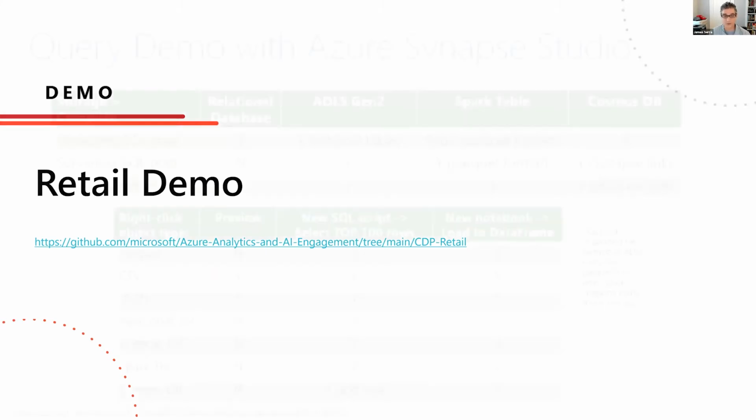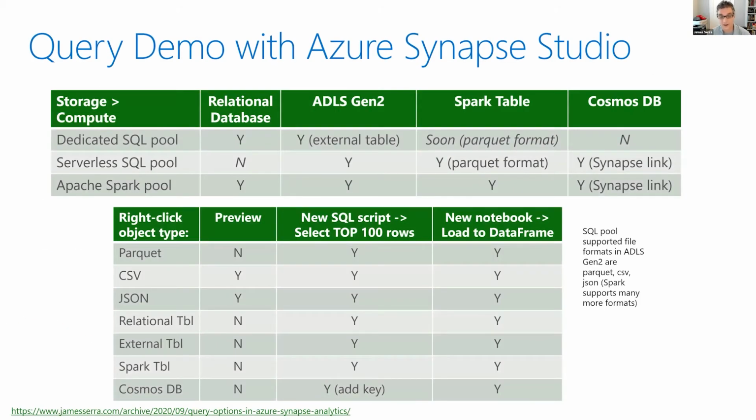Now, when we look at querying the data, I created this table to show you there's a lot of different options on here. So if we look at the top table on here, I talked about the four different storage: relational database, data lake Gen 2, Spark table, and Cosmos DB. And then there's different pools that you can use the compute portion of this to query that data: a dedicated SQL pool, the old SQL Data Warehouse, the serverless pool, and then the Apache Spark pool. And you'll see not every situation is supported yet. That's why I put it on here. Some are coming in the next version of Synapse Studio, but this will give you an idea of what's possible now.